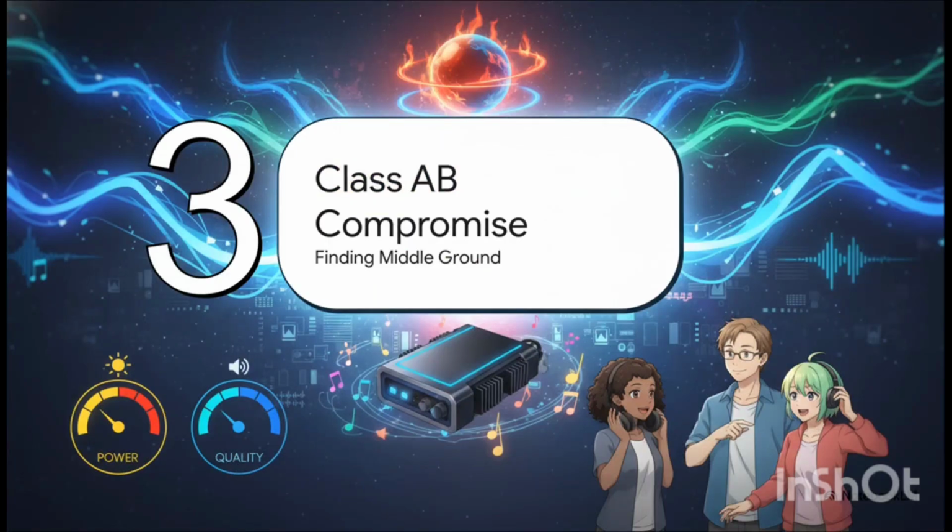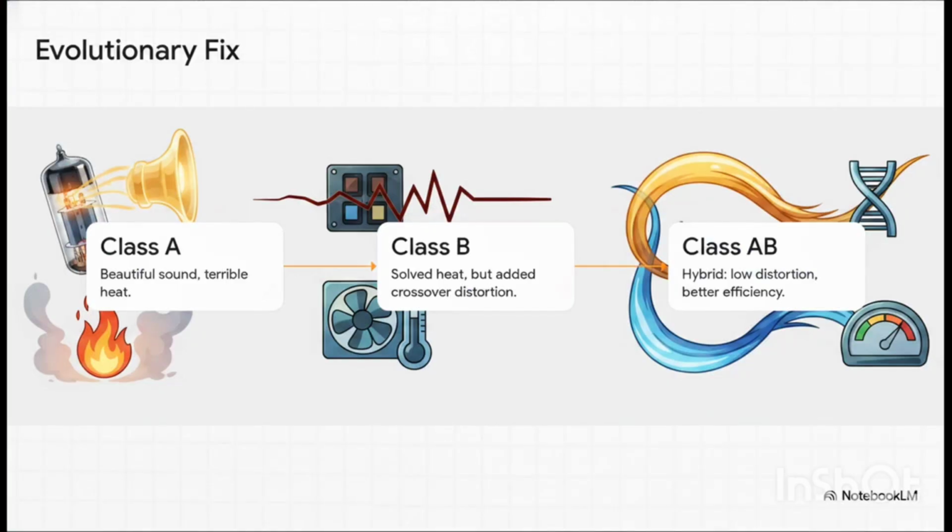Which brings us to part three, the Class AB compromise, finding the middle ground. Let's be real for a second, we can't all have 800-watt space heaters in our living rooms just to play some tunes. Engineers had to find a fix. How do we get good sound without melting the house down?